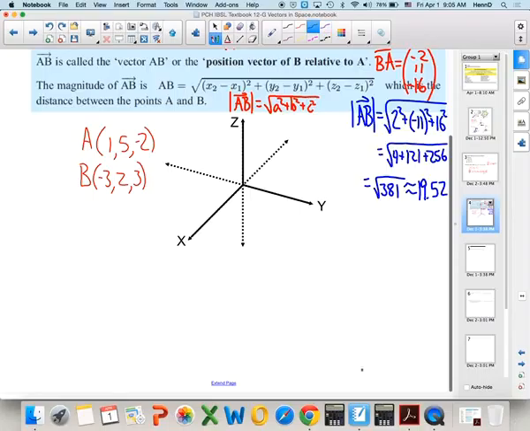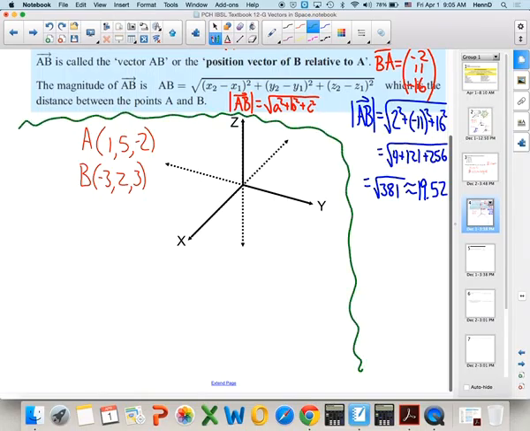Now, here's another one. Try this one on your own. Find vector AB. Try sketching the points first, then find vector AB, then find the magnitude of vector AB. And then, just like we did with 2 dimensions, we're going to use the magnitude for different applications. But wait, there's more.